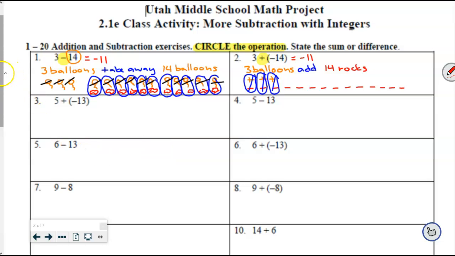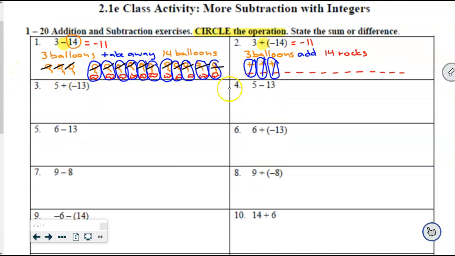Let's see which one's easier on the next one. Look at 3 and 4. We have 5 plus a negative 13 and 5 minus 13. Do you want me to do it with you, or do you want to do it on your own? You got it, on your own. While students are working on their own, I am going to pause the video, but I am going to show my work. So only move on past the video if you want to see the answer.